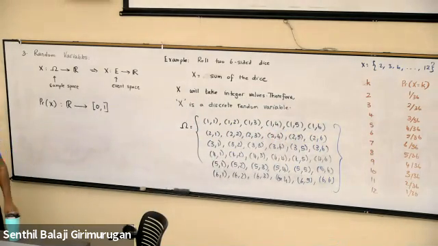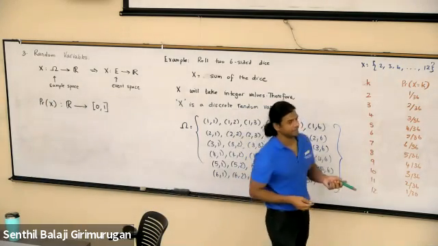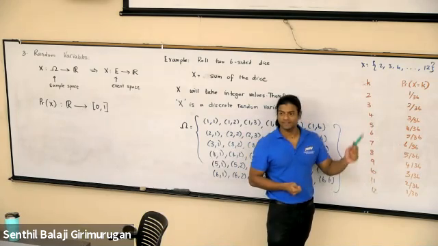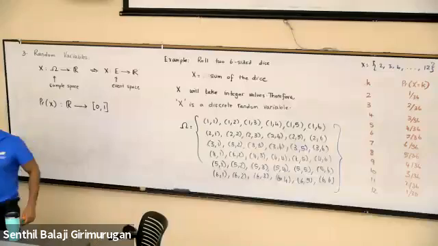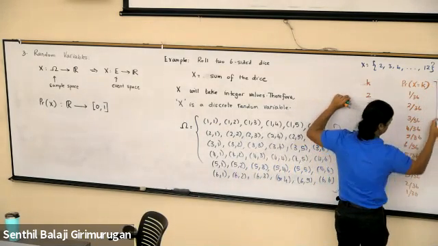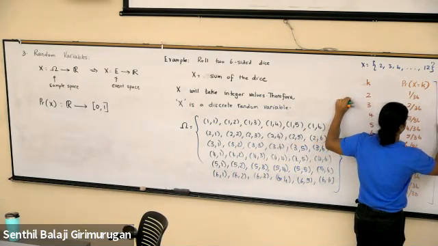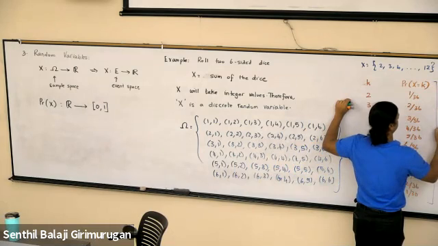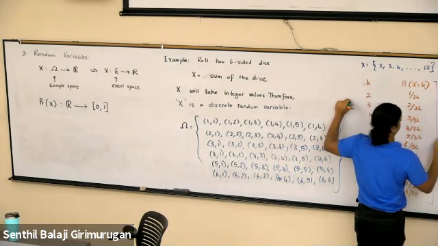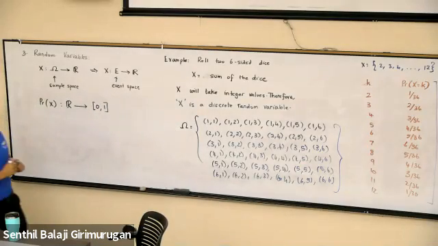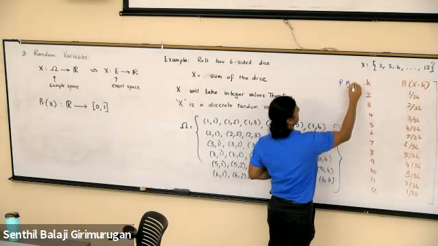I didn't even count because the distribution is symmetric. If I add all the values, what should we get? 1. If I add all of these probabilities, I should get 1. 36 out of 36. So what we have right here is what we call the probability mass function. So PMF, probability mass function.